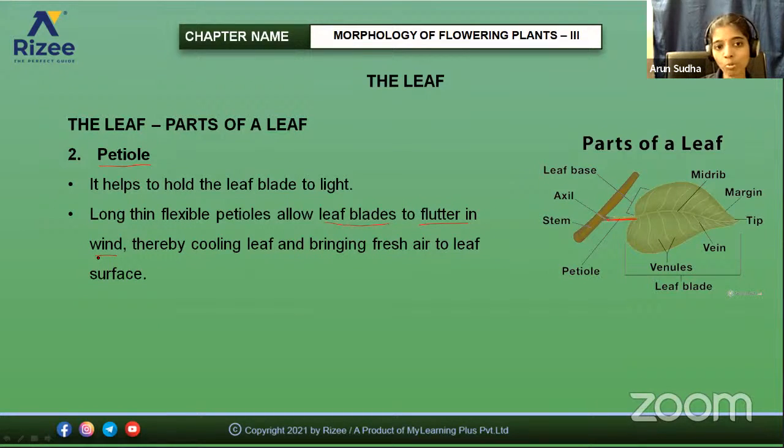If the petiole is thick and cannot move, the leaves will be static in one place. But the movement of the leaf is due to the flexible petioles. So what is the role of the flexible petiole? Thereby cooling the leaf and bringing fresh air to the leaf surface. So the main role of the petiole is that it allows the leaf blades to flutter in wind, thereby cooling the leaf and bringing fresh air to the leaf surface. But some leaves won't have a petiole, and that is called sessile.